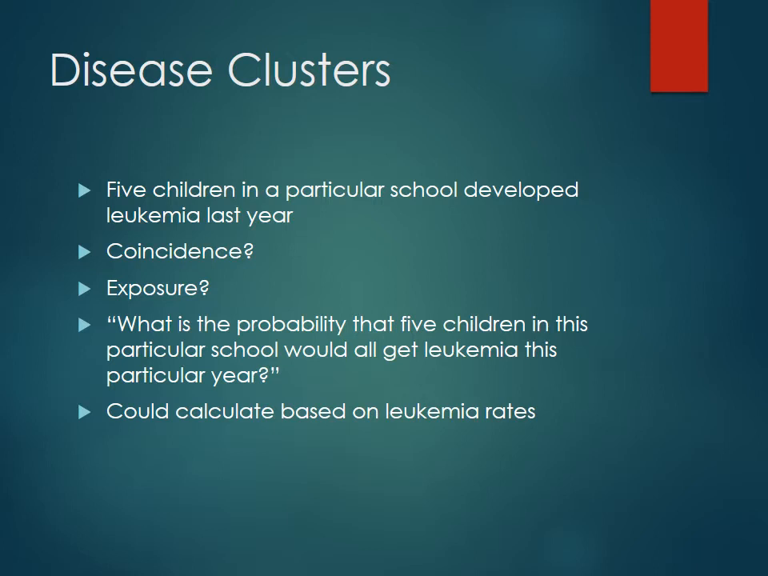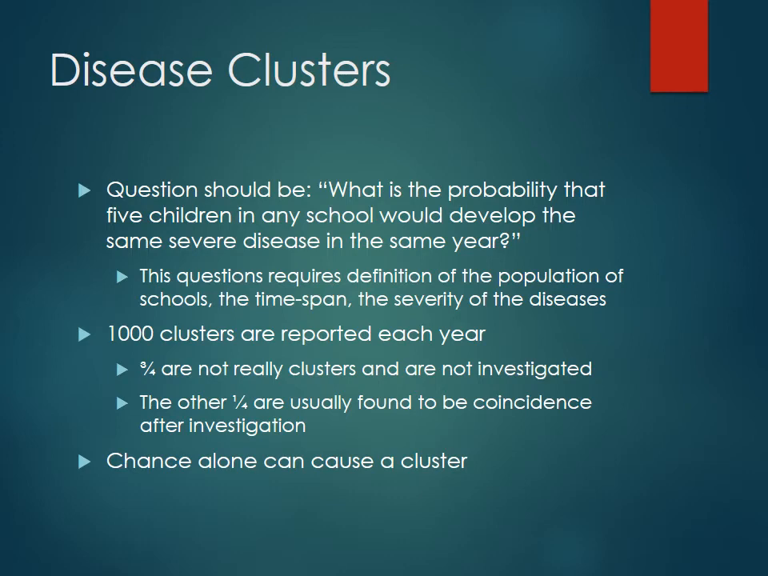And so you may ask yourself, well, what is the probability that 5 children in this particular school would all get leukemia this particular year? Based on leukemia rates, you could potentially calculate that, but that's not really what we're looking for. It's not going to tell us the information we want. The better question to ask would be, what is the probability that 5 children in any school would develop the same severe disease in the same year? Again, this is better because it requires that we look at the definition of the population in the schools, the time span you'd like to define, and then the severity of the diseases.